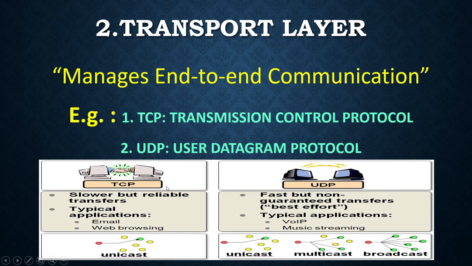Compare these two. First, TCP. TCP is slower in transferring files, but the transfers are reliable. Reliable means it takes a long time to use. In UDP, it is fast. Fast means file transferring is very fast, but the transfers are non-guaranteed. This means it is non-reliable.